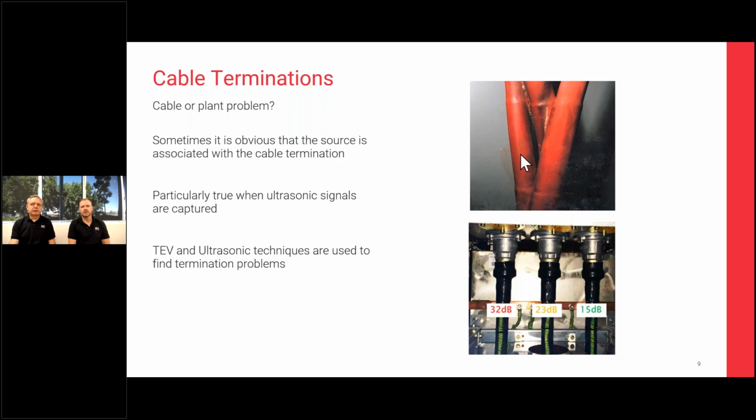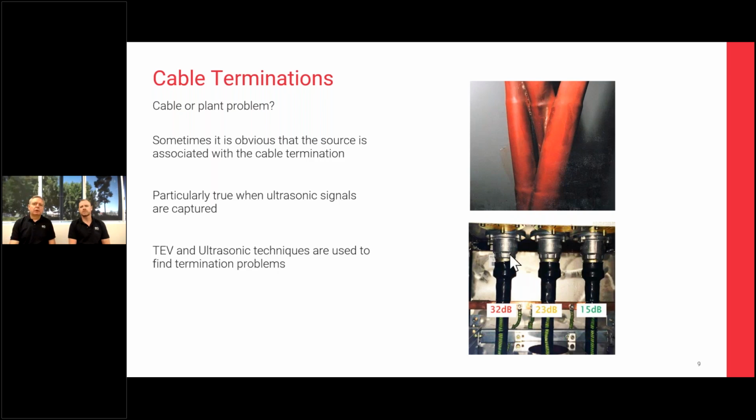So the top picture is a classic cross-phase, poorly installed dry termination. This will be roaring away ultrasonically, so we will be able to find that using ultrasonic techniques. And we can pinpoint exactly that it's coming from the termination because of that ultrasonic activity.